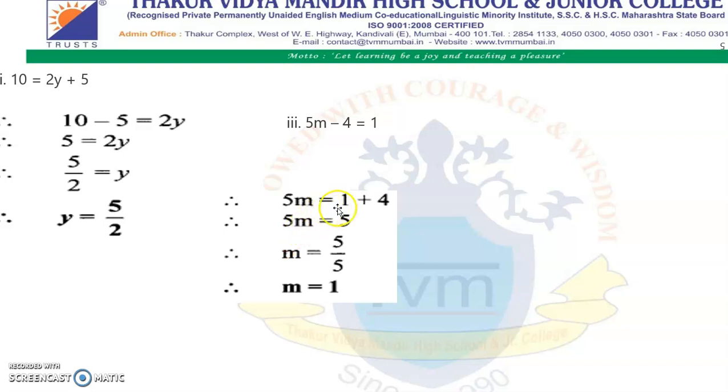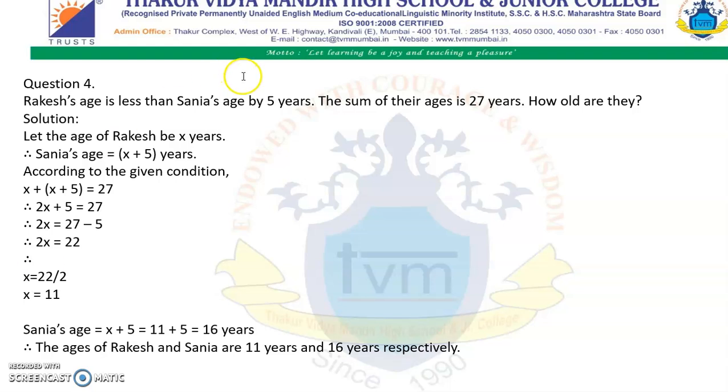Same way 5m equal to 1 plus 4. 4 is coming to this side. Minus 4 will become plus 4. 5m equal to 5. m equal to 5 upon 5. m equal to 1. Same way, another word problem is there.